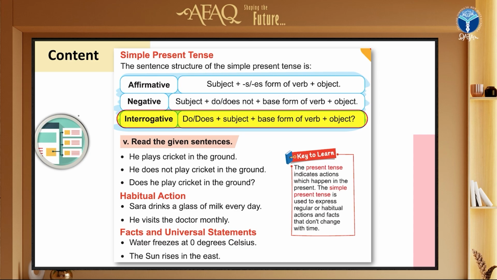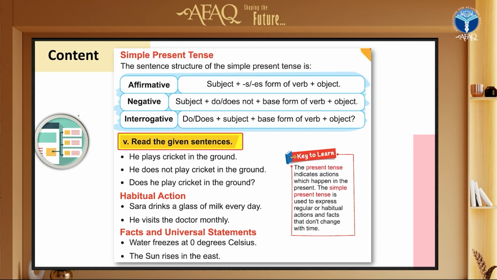Then we have interrogative. Interrogative ones start with do or does, with the subject and the base form of the verb, and an object. So the first type has 3 components and the other 2 types have 4 components of a sentence.